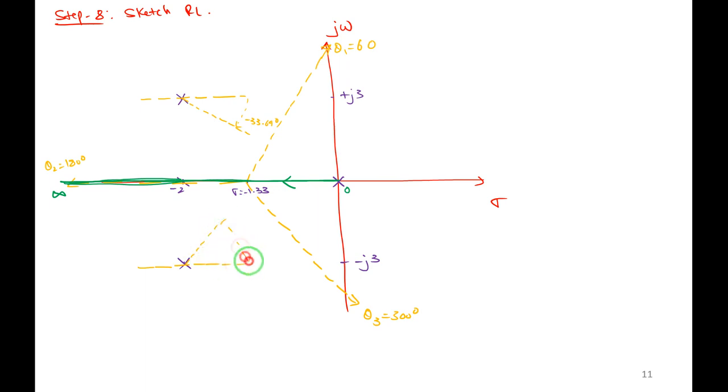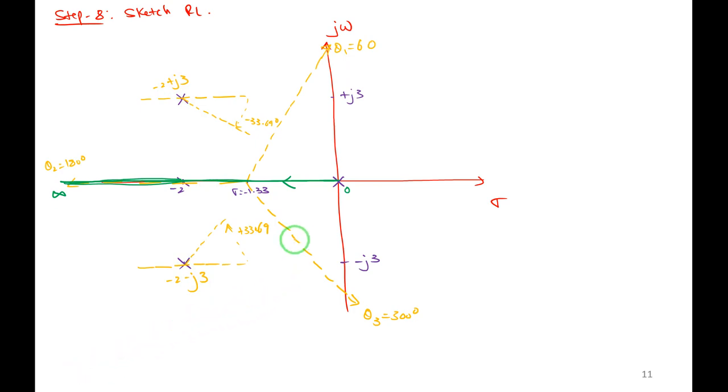So let me mark this angle like this, plus 33.69 degrees. These are the angles of departure from here to here and here to here, right? Next, one of the branches is starting from 0 and moving towards infinity. The second branch will start from minus 2 plus j3, and this is minus 2 minus j3.